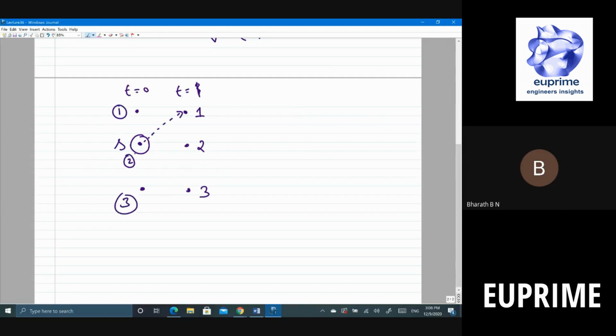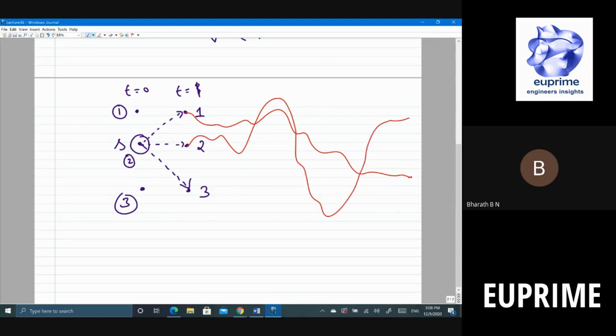I can go from state 2 to state 1. There is a probability associated with it, which is nothing but the probability of you being in state 1 given that you are in state 2 and you take an action here. Or I can go to state 2, there is some probability associated with it, or I can go to state 3. Now if you are in state 1, I can follow a certain policy and you get the best possible reward from state 1 at time 1. And similarly from state 2, you can follow the optimal policy and you end up with a certain reward here.